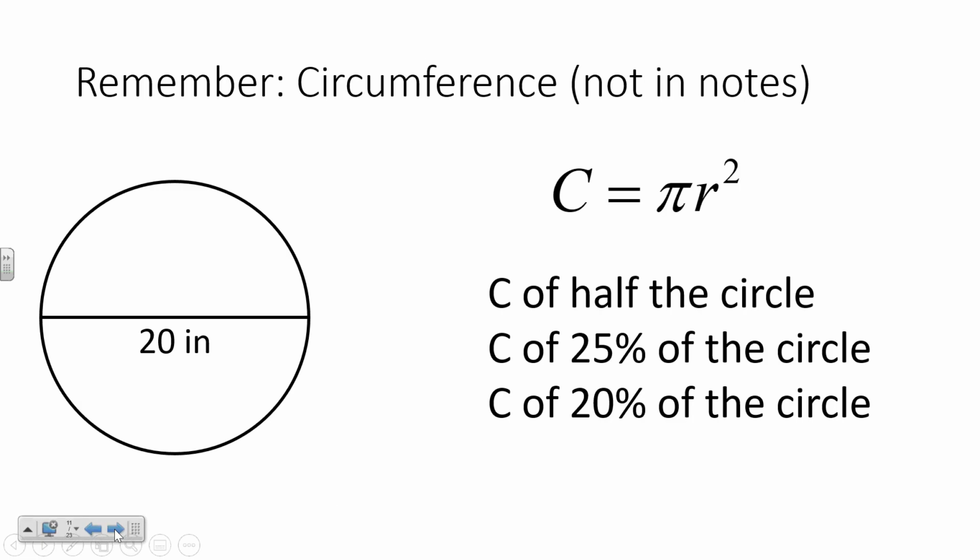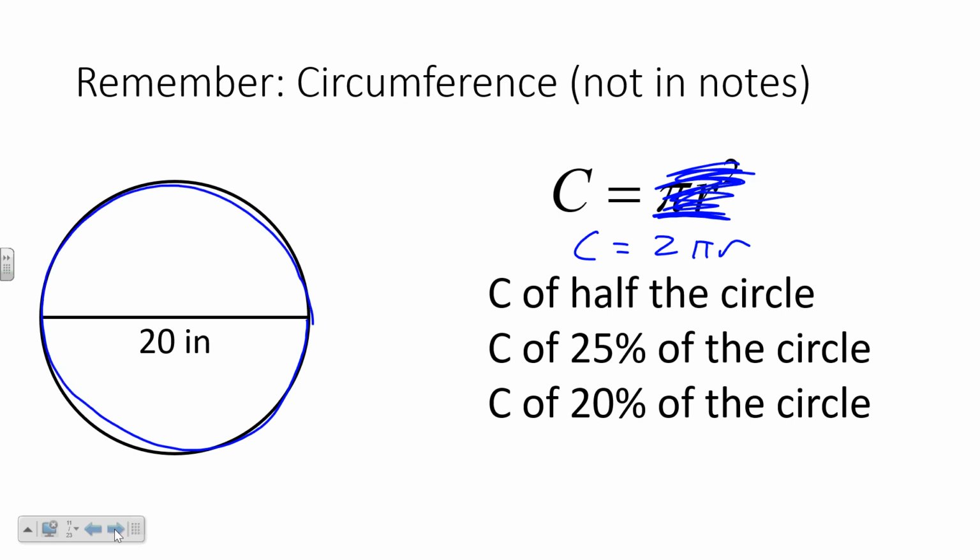So last but not least, remember the circumference. This isn't in your notes. To find the circumference, that is wrong. Pi r squared is the area, not the circumference. The circumference is 2 times pi times the radius. Sorry about that. Have to check your notes on that. So your circumference is 2 times pi times the radius. That's the whole length. It goes from here all the way around. So if I wanted to know what the circumference of this one was, the diameter is 20 inches.